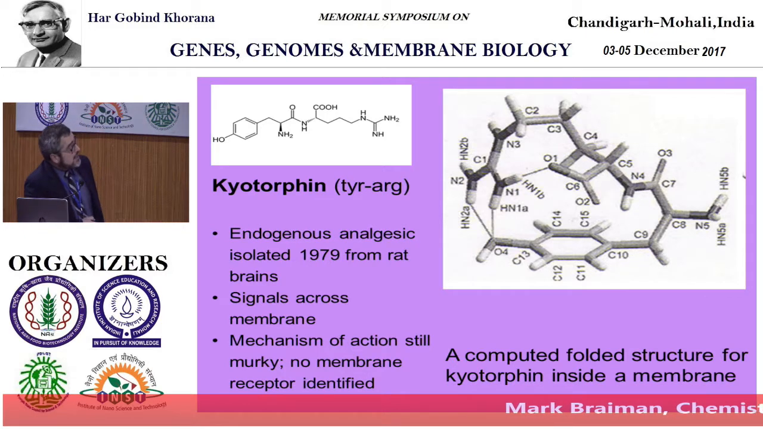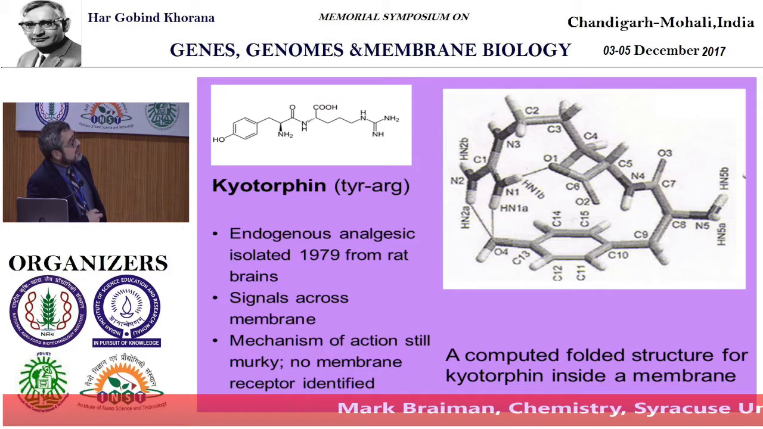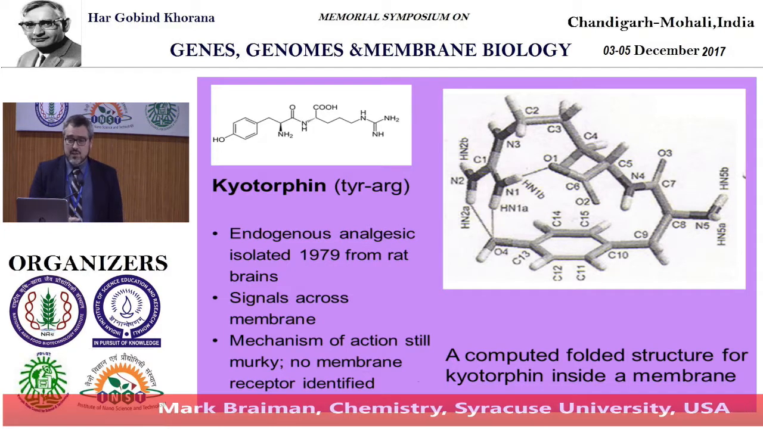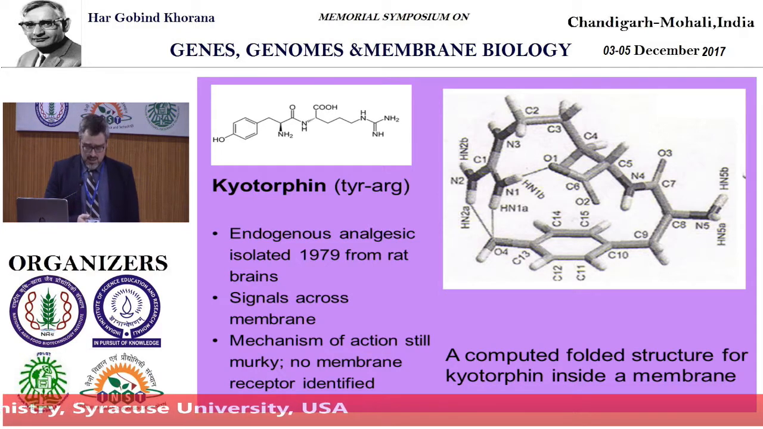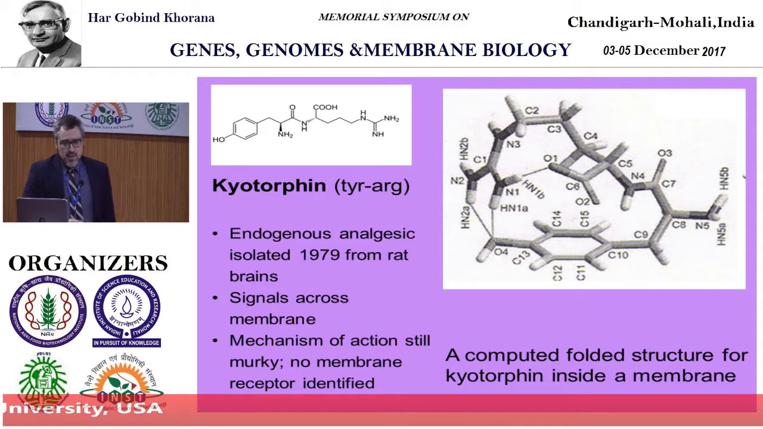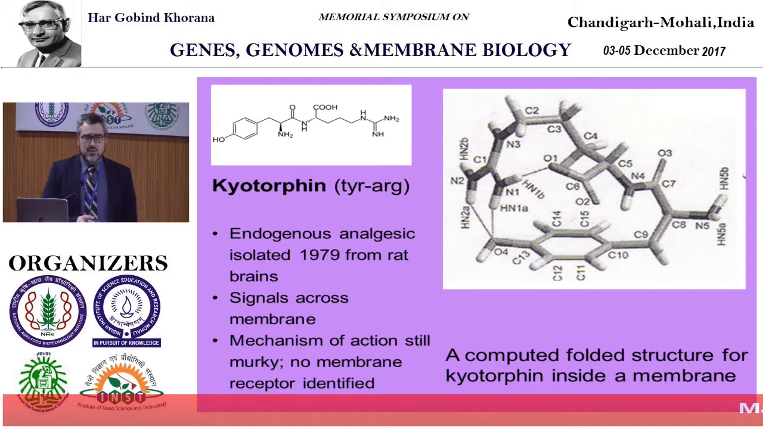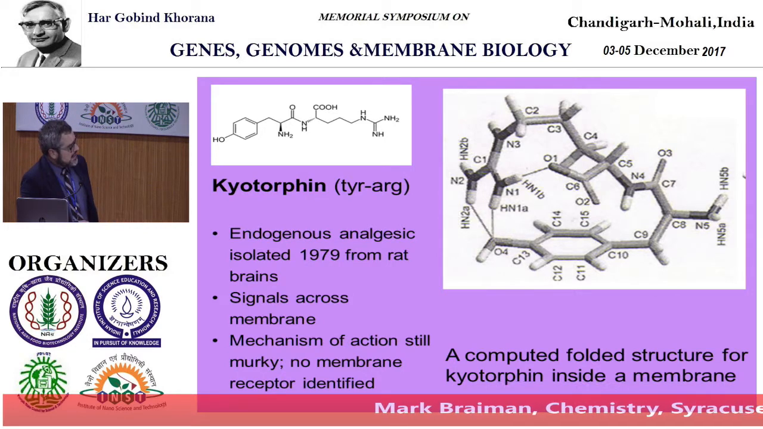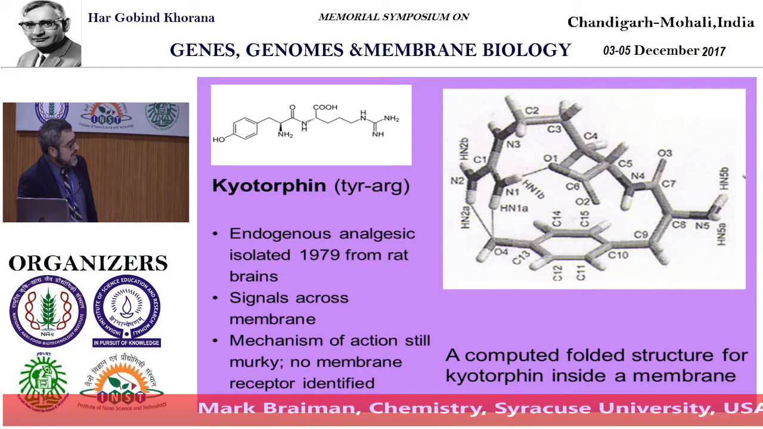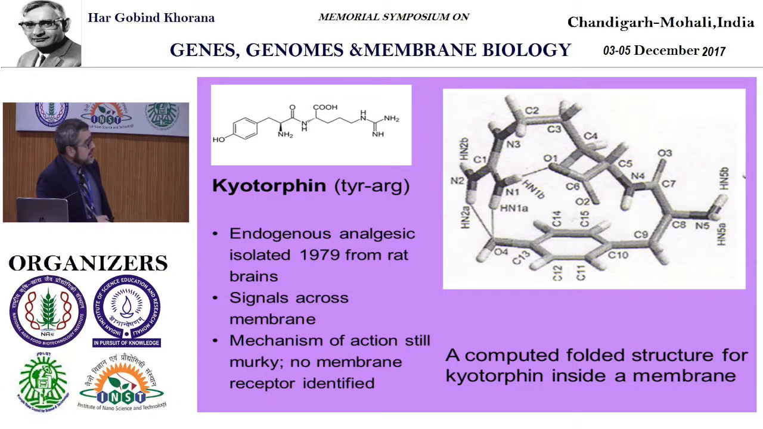More recently, people have modified the C-terminus of this with more lipophilic groups and have just recently shown that they can get it through the blood-brain barrier after intravenous injection. One of the reasons that this dipeptide is interesting as a painkiller, an analgesic, is because its mechanism of action doesn't seem to involve direct binding to a G-protein coupled receptor. And yet, it definitely requires a membrane and signals across the membrane, and there is very good evidence that it activates inhibitory G-protein, Gi, the same one that is activated by the opioid receptors.